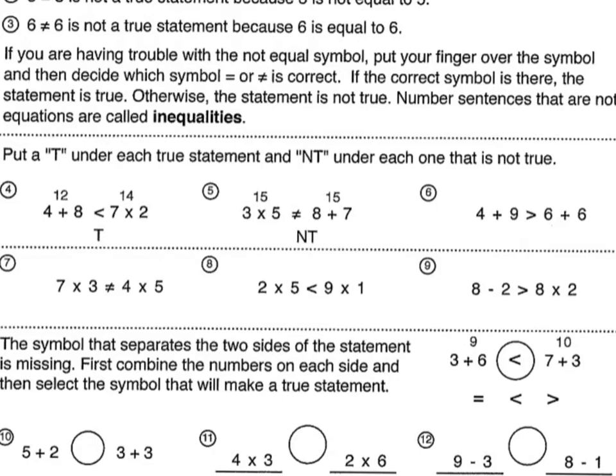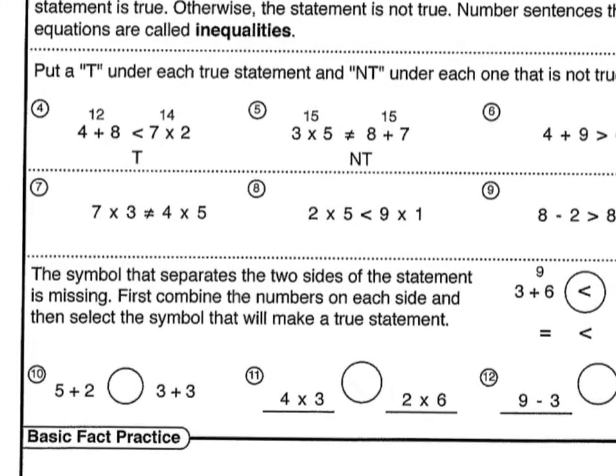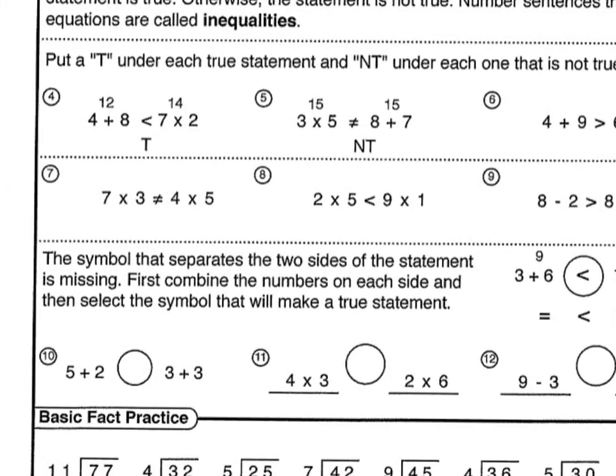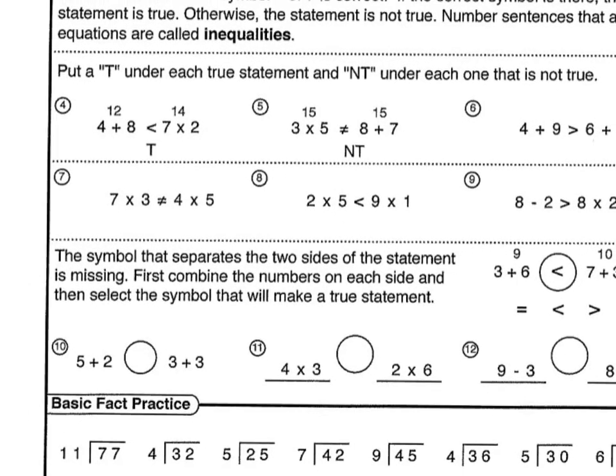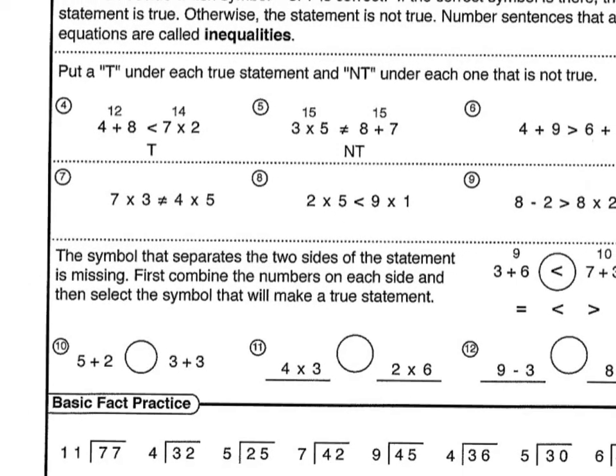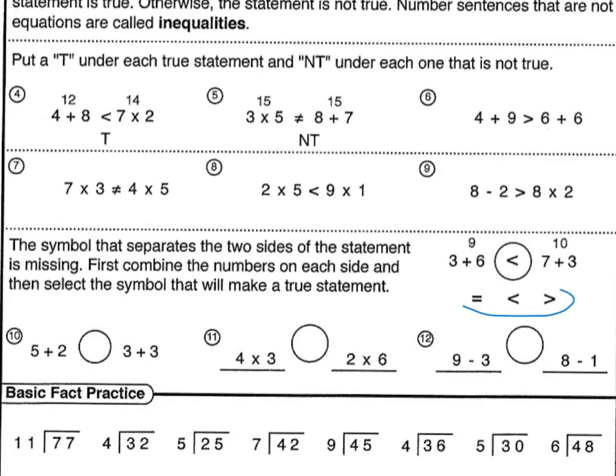All right, the next part that we're going to be taking a look at here is putting a symbol in here. It says the symbol that separates the two sides of the statement is missing. First, combine the numbers on each side and then select the symbol that will make a true statement. So we're going to pick between these three symbols. Like what they did here, 3 plus 6 is 9, 7 plus 3 is 10, and they put a less than sign in there where the crocodile is eating the bigger number.